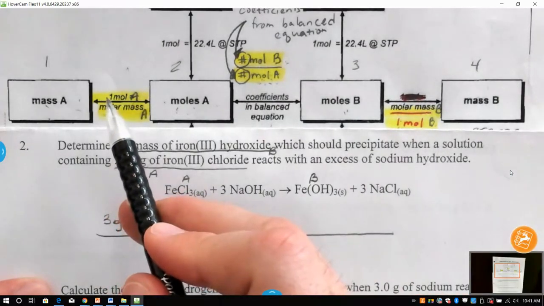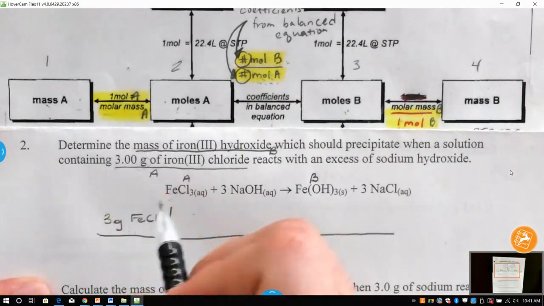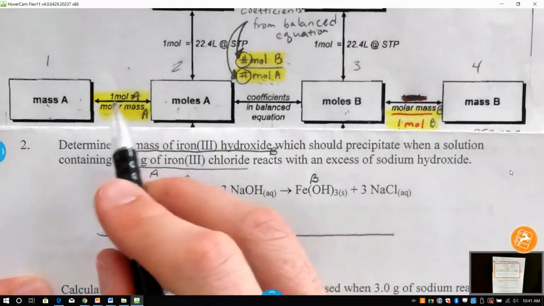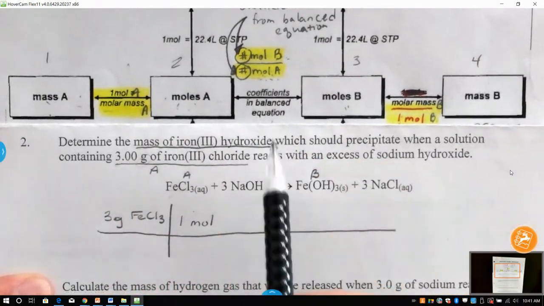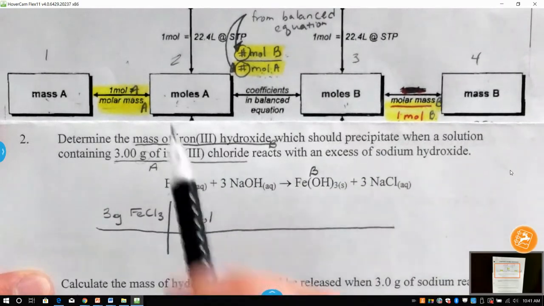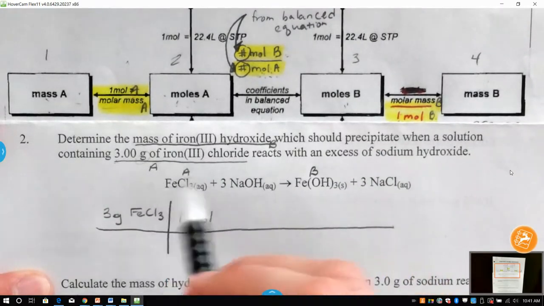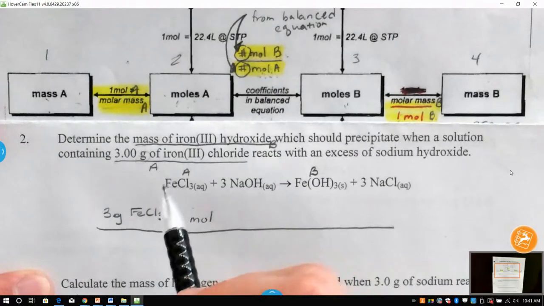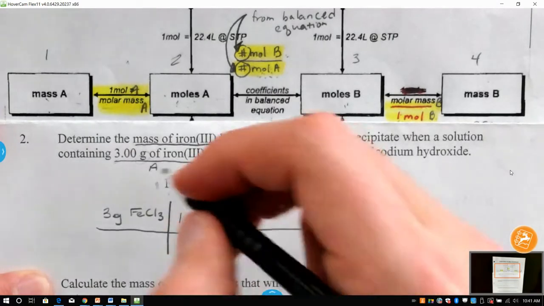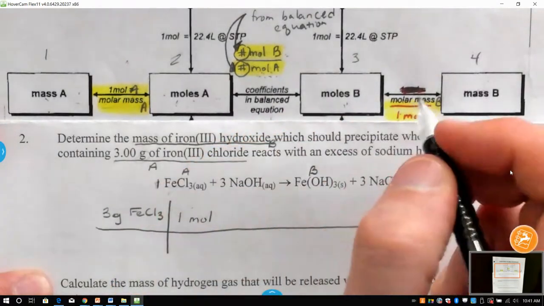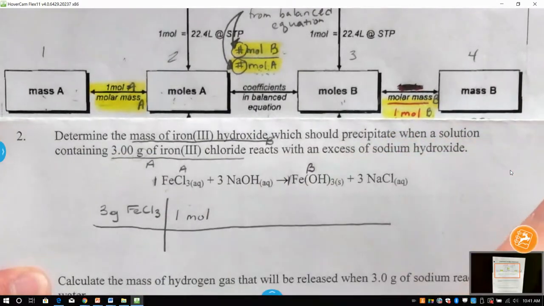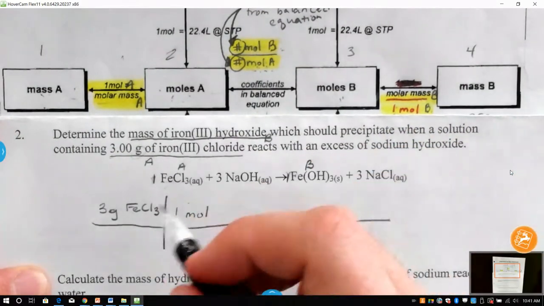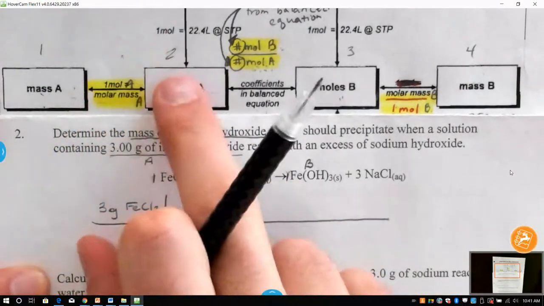First thing it says 1 mole of substance A. What was substance A again? Oh, good thing I wrote it above. So you're always going to have 1 mole here. Also to note that this equation is already balanced. Okay, it's a 1 to 3 to 1 to 3 ratio. If there is no coefficient written in front, it's to be understood that it's a 1. Okay. So we got 1 mole of A.